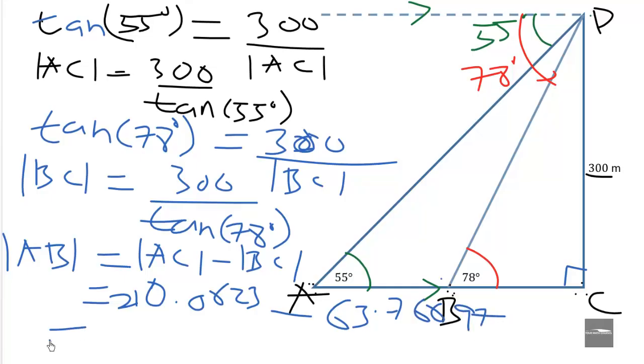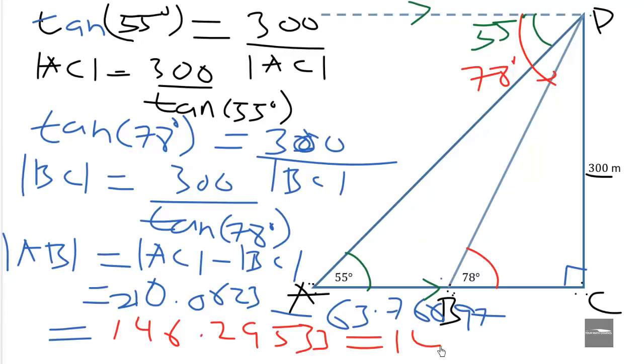63.76697. So when you do the subtraction, you obtain 146.29533 meters, and we have to correct it to 2 decimal places, and that will be equal to 146.30 meters. So that's the distance between the two beds.